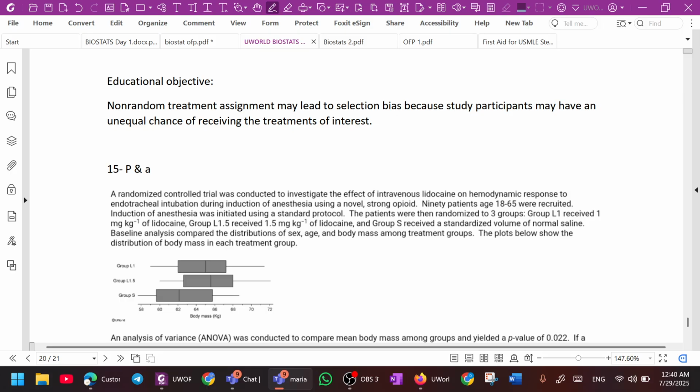Baseline analysis compared the distribution of sex, age, and body mass among treatment groups. The plots below show the distribution of body mass in each treatment group. An analysis of variance, ANOVA, was conducted to compare the mean body mass among groups and yielded a p-value of 0.022. If a significance level of alpha 0.01 is considered, which of the following statements is true?